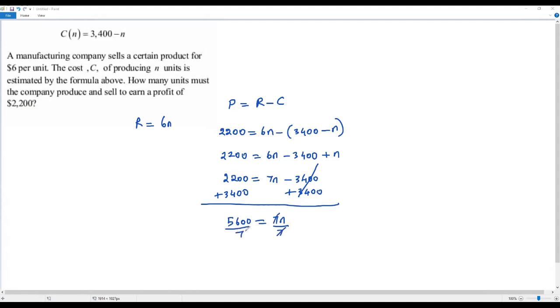Let me divide both sides of this equation by 7. This 7 will cancel out. 7 goes into 7 1 time. 7 goes into 56 8 times. And we can take these two zeros. Okay, we get 800 on the left side. On the right side, we get n. So that is, the company must produce and sell 800 units to earn a profit of $2,200.